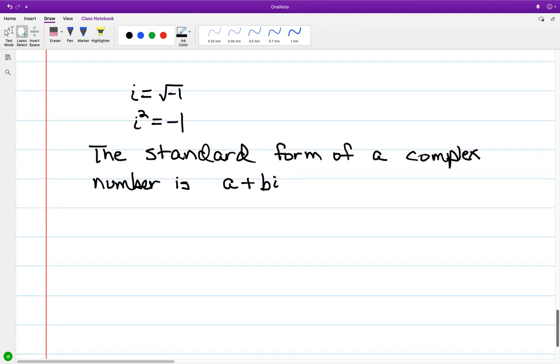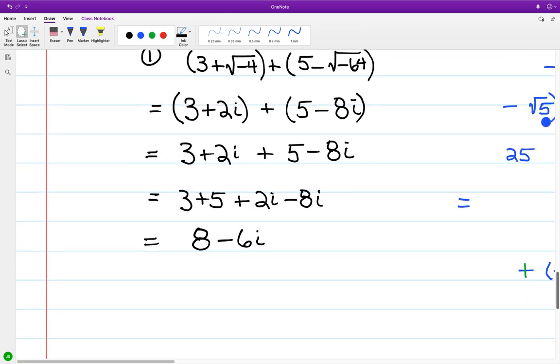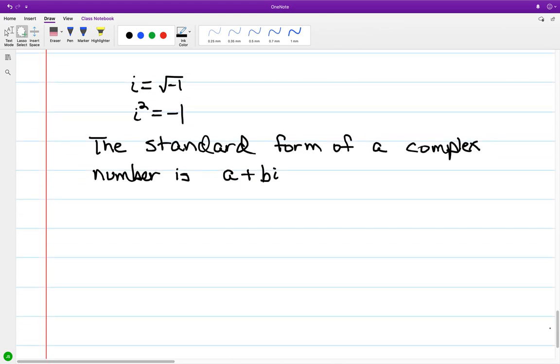Going back to complex numbers, the standard form of a complex number is a plus bi, and now we're going to be looking into complex conjugates. But let me give you a case of expressing in terms of a plus bi, where we have the square of a complex number that is in standard form.